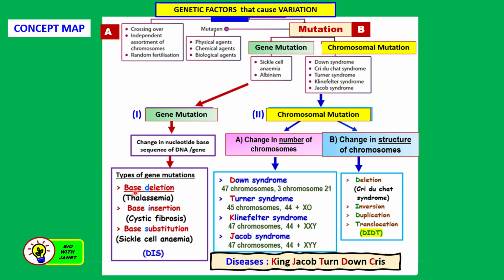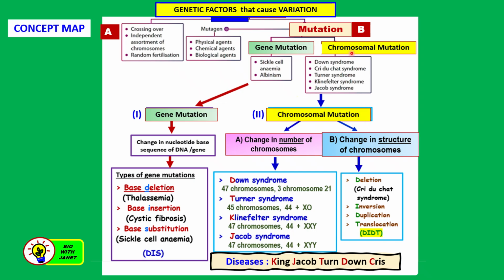Base deletion, that means the nitrogenous bases like A, T, C, and G. So thalassemia is an example of a disease caused by base deletion. Base insertion, base substitution. All this has been discussed. Now we are going to talk about chromosomal mutation.